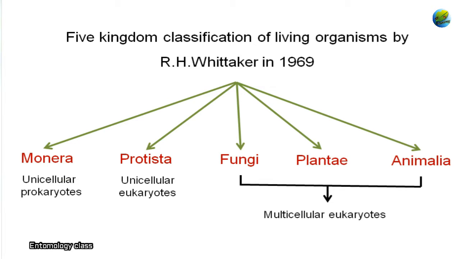Fungi, Plantae and Animalia all come under the multicellular eukaryotes, which means they are more complex organisms than the Monera and Protista. In the multicellular eukaryotes, our insects come under the kingdom Animalia. The kingdom Animalia itself has a lot of divisions. The divisions are groups of organisms kept in different phyla. So the phylum is the subdivision of the kingdom.